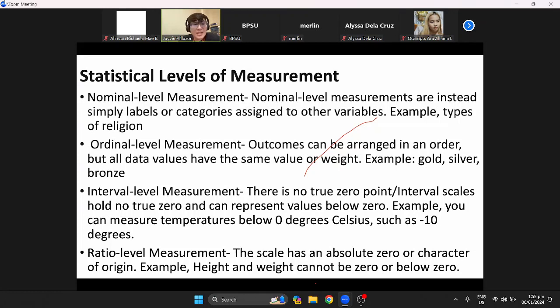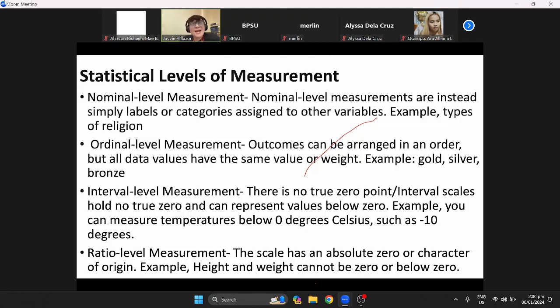Okay? Another is ordinal level of measurement. Okay? So it is something to do with what? Pag sinabi nating ordinal, ano siya? Rank or arranged in order. So outcomes can be arranged in an order, but all data values have the same value or weight. Okay, what does it mean?